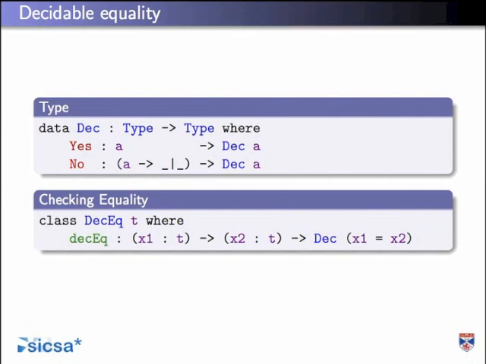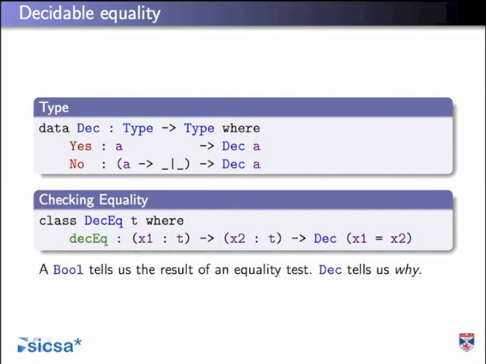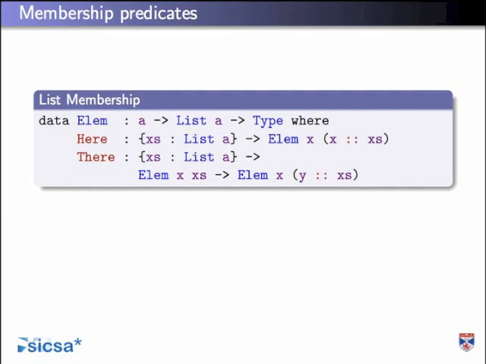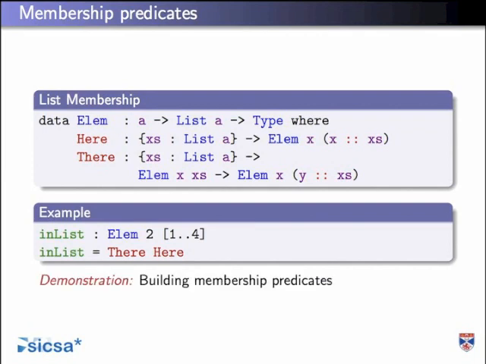So if I've got an X1 of type T and an X2 of type T, I can either show that they're equal or not. So this is the decidable equality type class. If you've got an instance of decidable equality, you can provide two inputs, and you'll either get a proof that they're equal or a proof that they're not equal. Okay, so one possible use for this is in implementing a test for whether something is an element of a list. Now, this data type is... Actually, I'll do this by hacking rather than going through the slide.